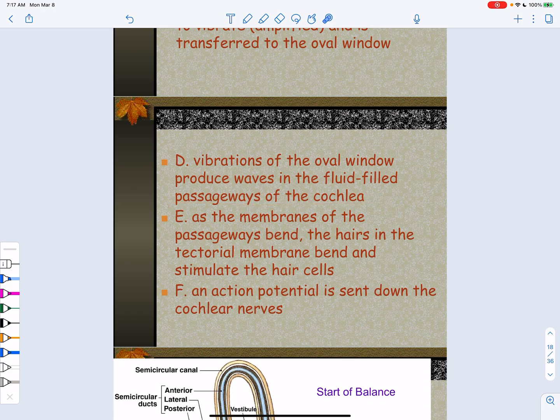The cochlea and the tympanic membrane move down in order to hear different sounds, the different pitches, and they stimulate those little hair cells that are there. And once those hair cells are stimulated, that action potential is sent down the cochlear nerves, which then travels to the auditory section of your cortex, the auditory cortex.